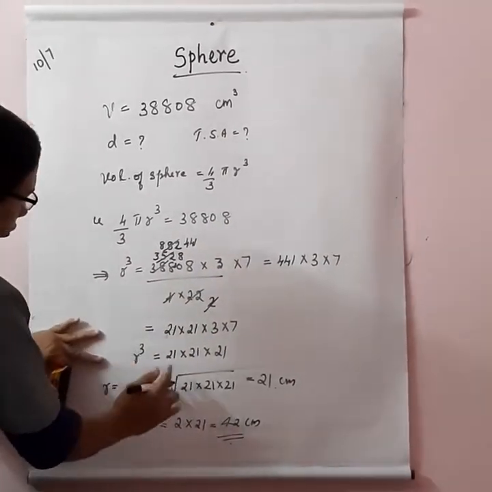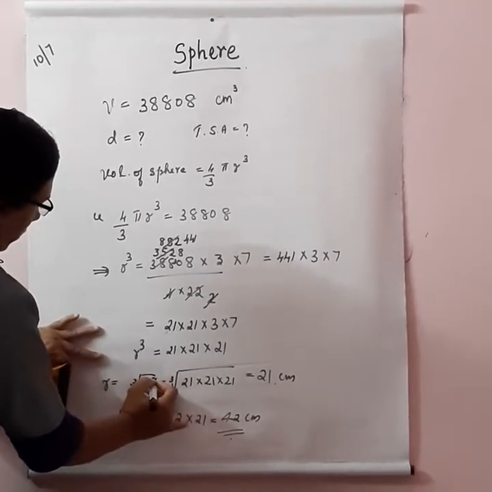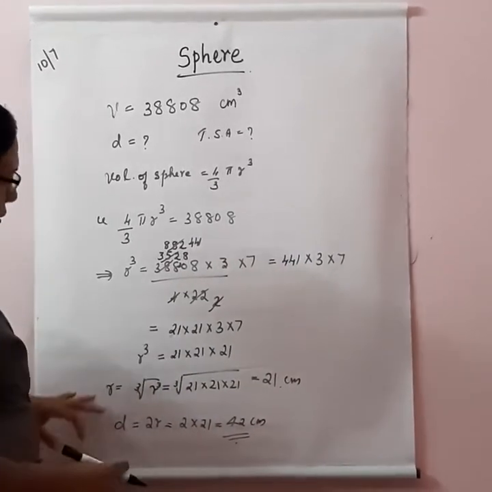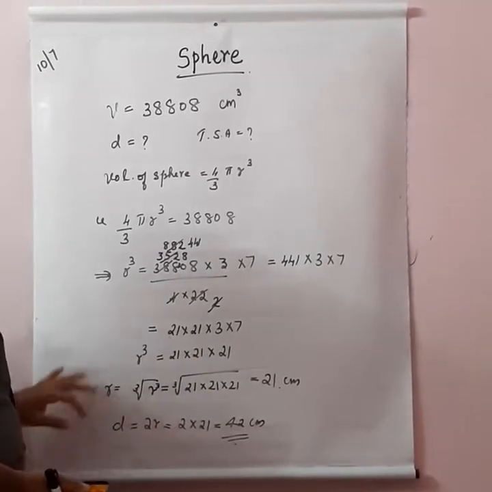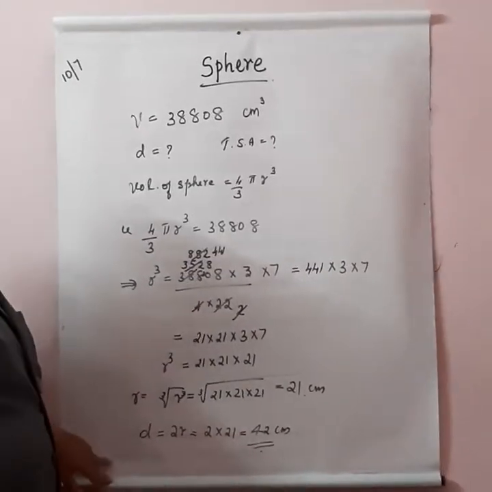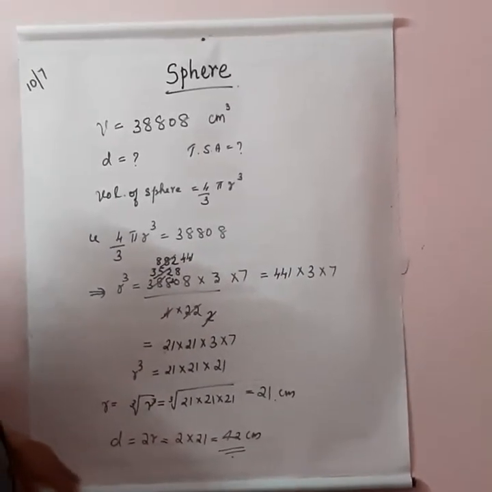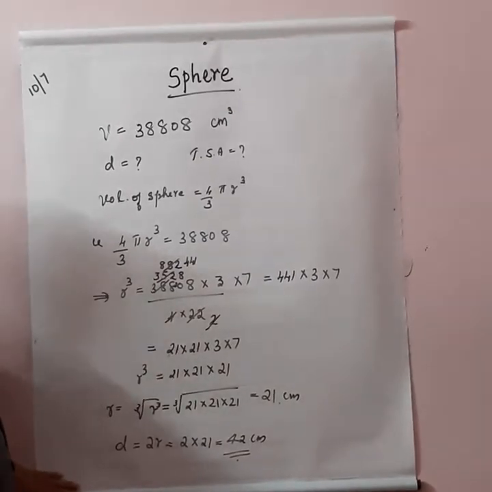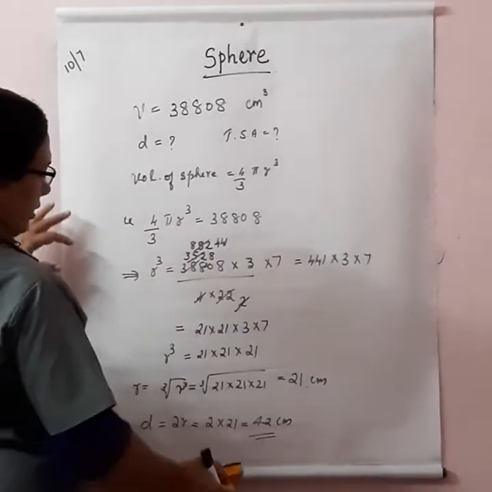r is equal to the cube root of r cube. Now diameter you got 42. Hope you will be copying it down. The exercise problems, hope you will be doing. You can copy this.